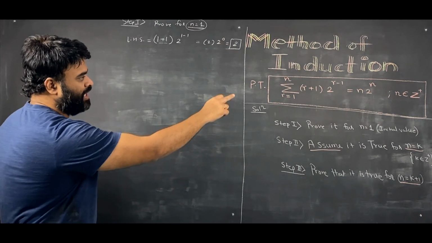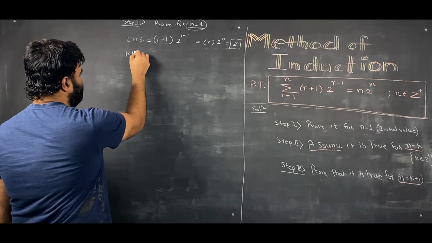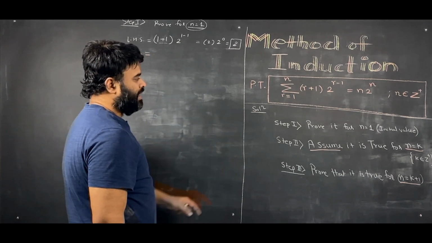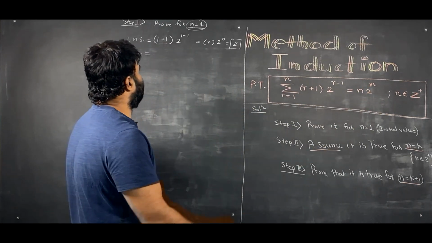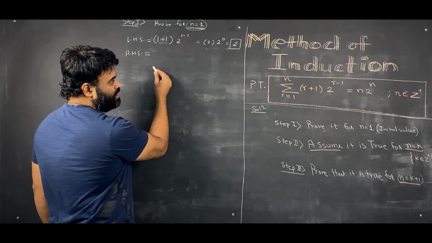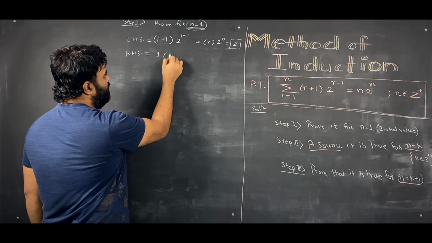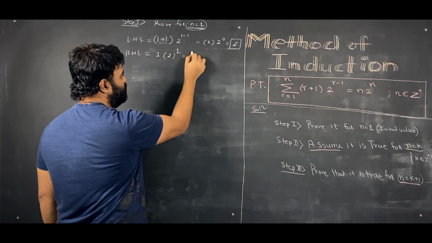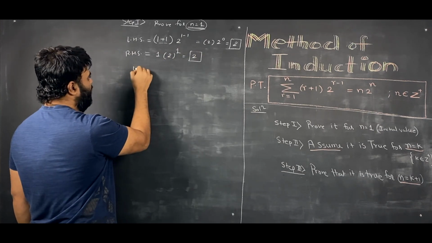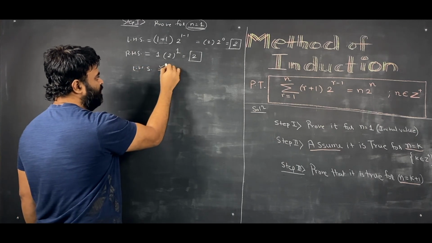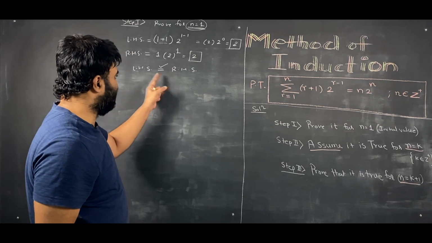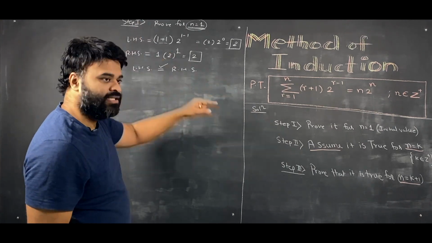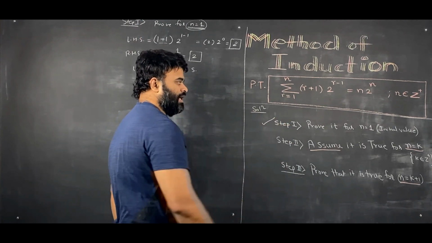Now let's work with the RHS. The right hand side here is 2 raised to n, and we are taking n equal to 1. So it is 2 raised to 1, which is 2 again, and LHS is equal to RHS. When we say LHS and RHS are equal, we have proved it. So step 1 is already done.